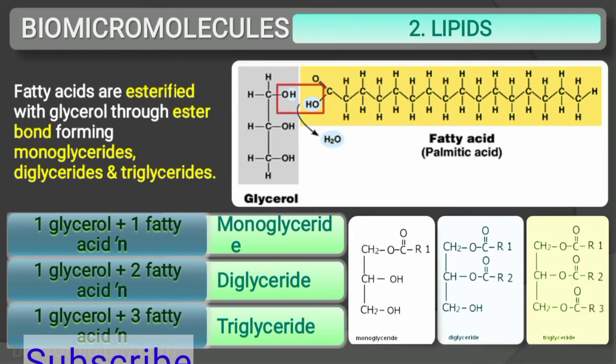If a single fatty acid combines, that will be mono. If two combine, diglycerides. If three combine, triglycerides. One hydroxyl group from glycerol and one fatty acid will form a lipid. One glycerol plus one fatty acid, mono. One glycerol plus two fatty acids, that will be di. One glycerol plus three fatty acids, that will be triglyceride.